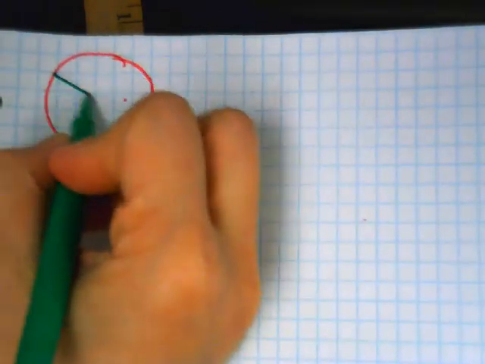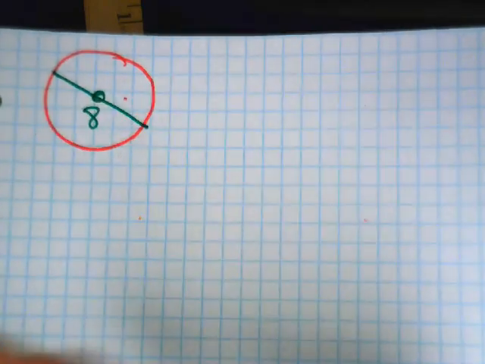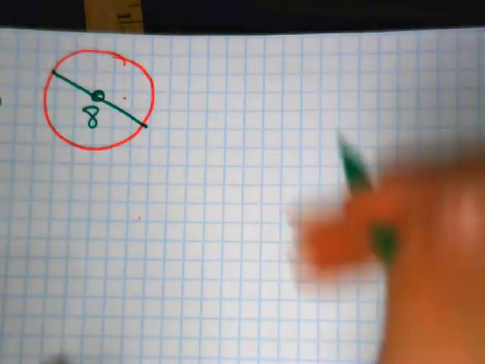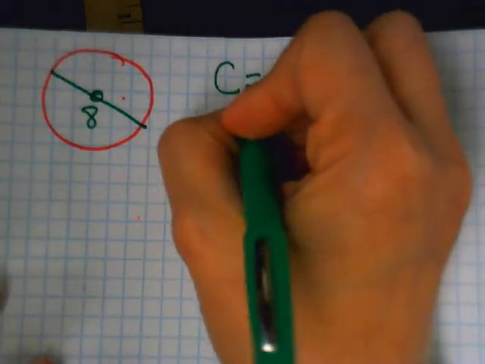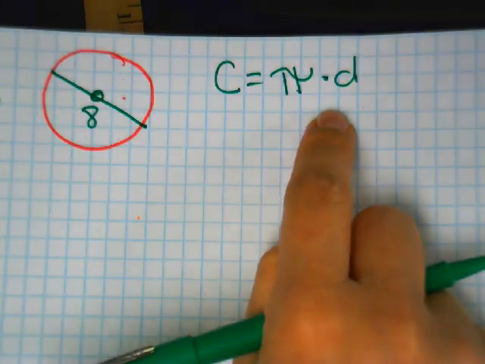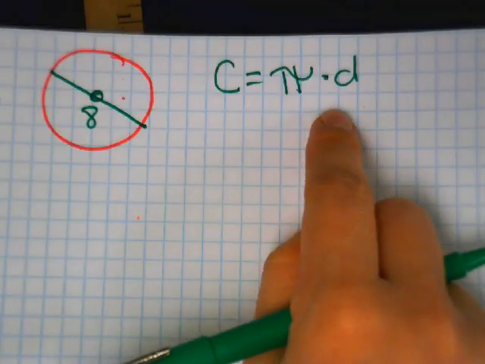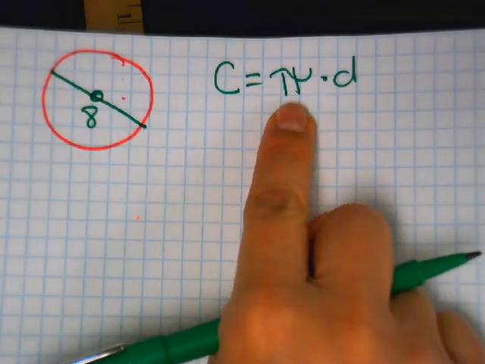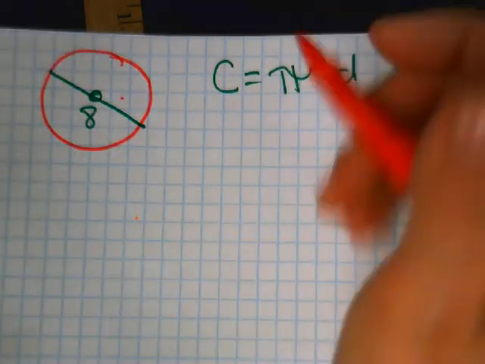All right, let's draw another circle. Diameter of 8. Circumference is equal to pi times d. I like to write the formula so we get used to it. We're not scared of it. You're not scared of pi. We like pi.